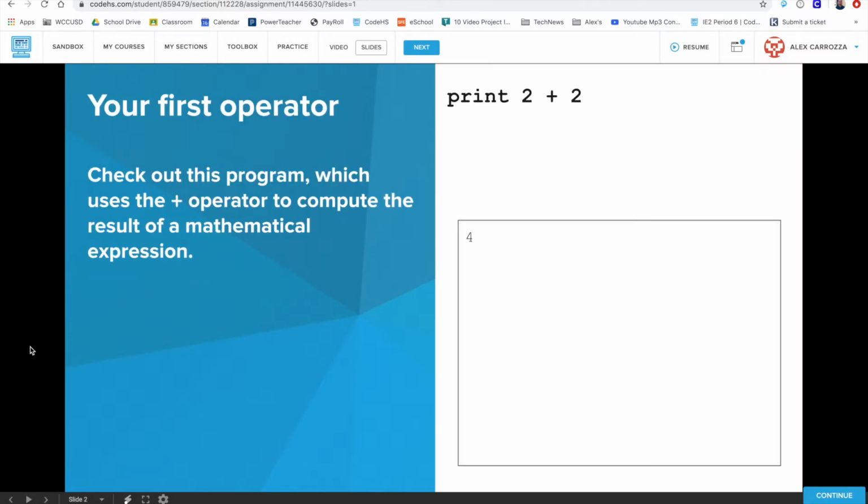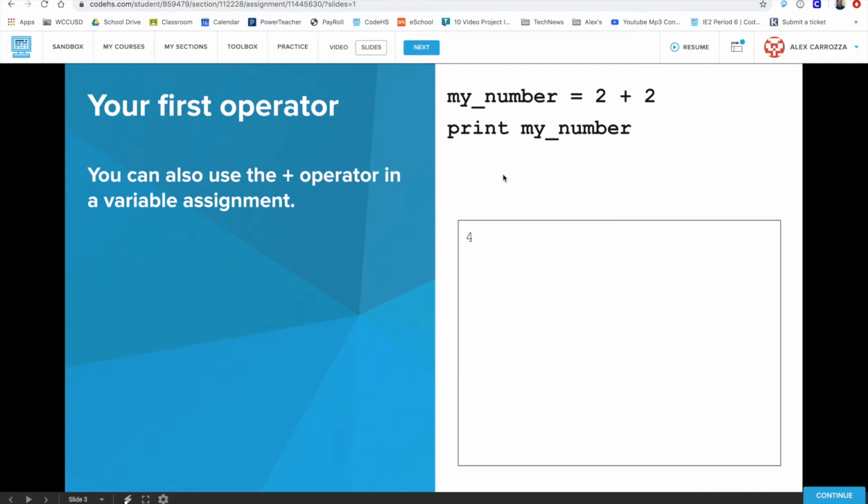So check out this program which uses the addition operator to compute the result of the mathematical expression. We have print 2 plus 2, and this would be our result, a 4. Very simple. We have my number equals 2 plus 2, and then we're asking to print my number. So same result, it would come out to 4 because we have our variable, which is my underscore number, and the value to that is 2 plus 2, and then we're asking to print it.